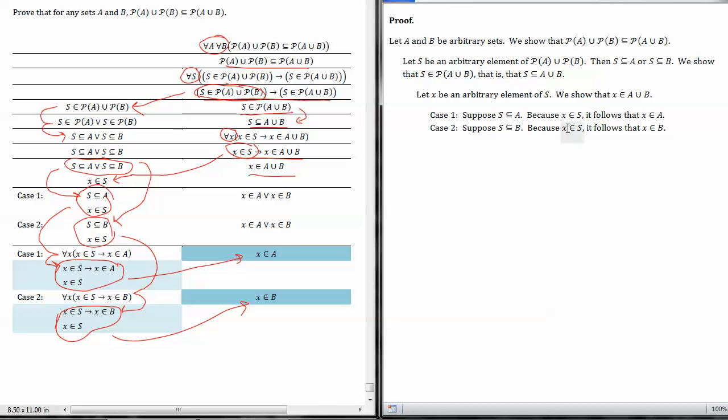And remember, our goal was that x was in A union B up here. And certainly in either case, what we've arrived at does imply that x is in A union B. Okay, so if you really want to, you could add another line down here, just saying that in either case, therefore, x is in A union B. But I think our reader will realize that we've done that. It's pretty clear. So that means we're done.